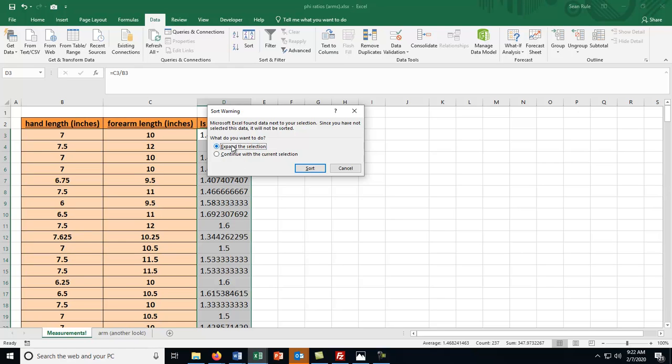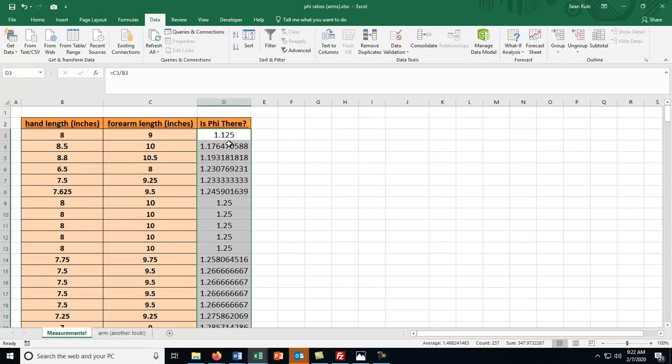What expand the selection means is, when I press sort, I'll just show you. What that does is it sorts it. So now they're in order, smallest to greatest. But it also brought the hand and forearm lengths along. So in other words, the smallest value is 1.125. That was found by someone who had a hand length of 8 inches and a forearm length of 9.